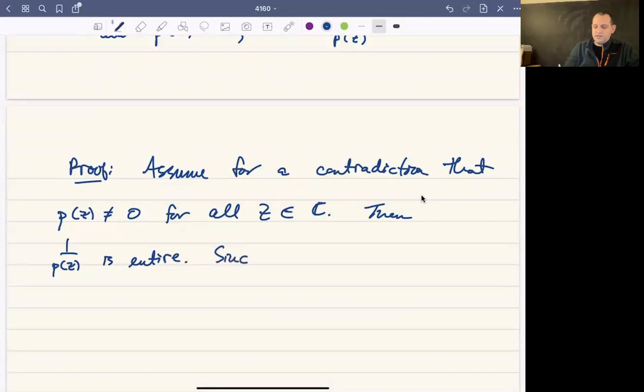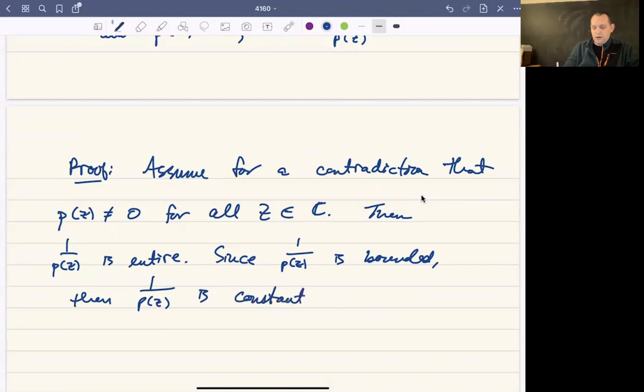And since 1 over p of z is also bounded by lemma 2, then 1 over p of z is constant, because the only functions that are bounded and entire are the constant functions. And so p of z is constant. Right? If the reciprocal is constant, then so is the original function p.